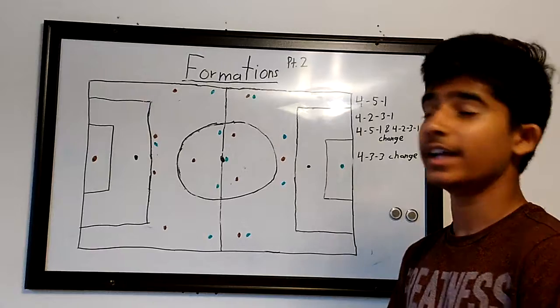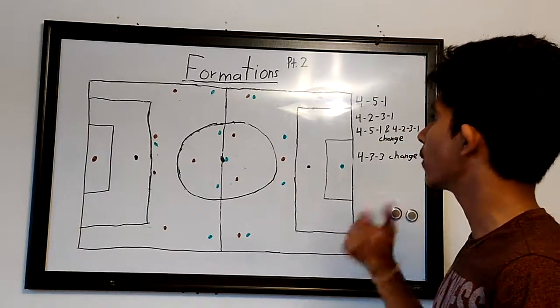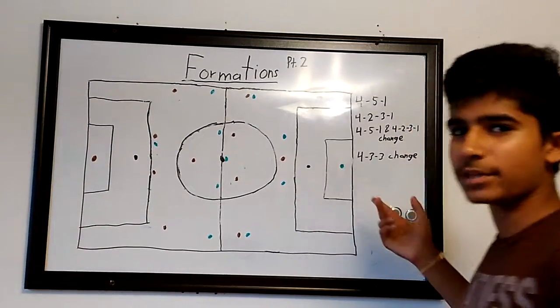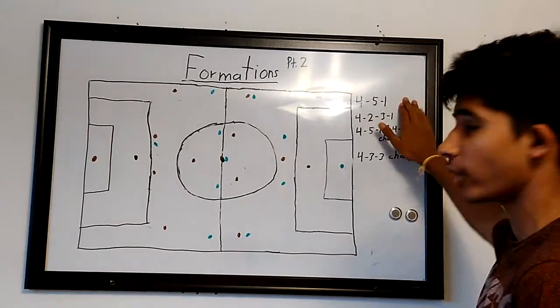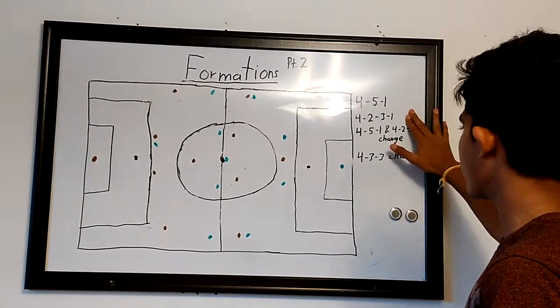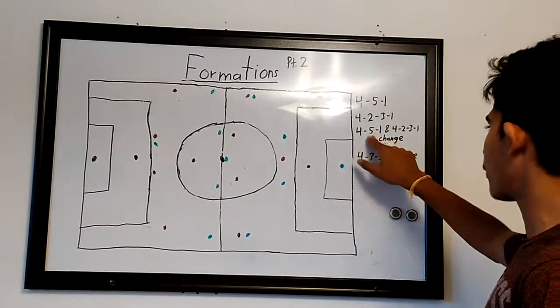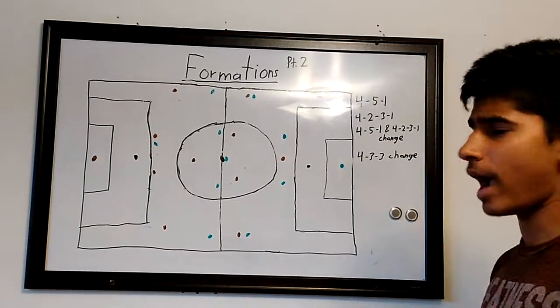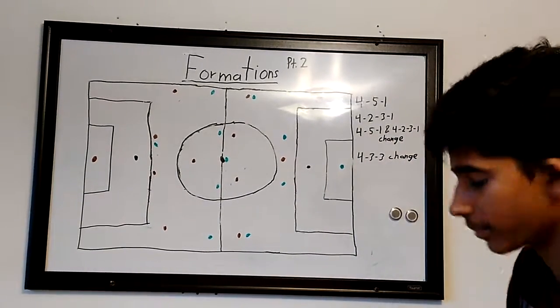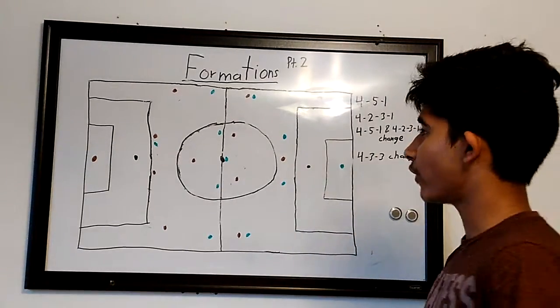Classics Lesson 4 today. Now today I'd like to keep focusing on the formations, and the main aspects of formations I'd like to focus on is the 4-5-1 formation, 4-2-3-1 formation, an interchange of 4-5-1 and 4-2-3-1, and also how this plays into a 4-3-3 change.